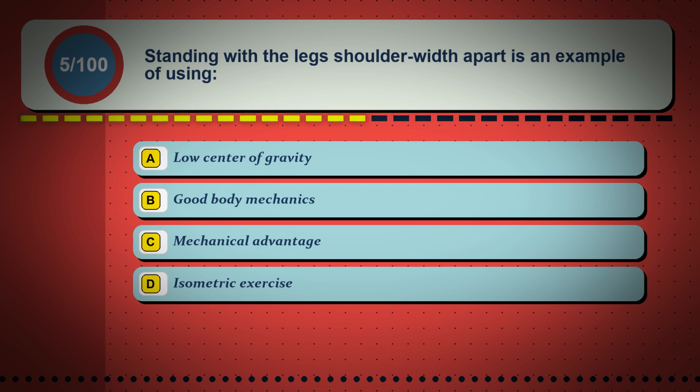Question 5. Standing with the legs shoulder width apart is an example of using: Option A. Low center of gravity. Option B. Good body mechanics. Option C. Mechanical advantage. Option D. Isometric exercise.